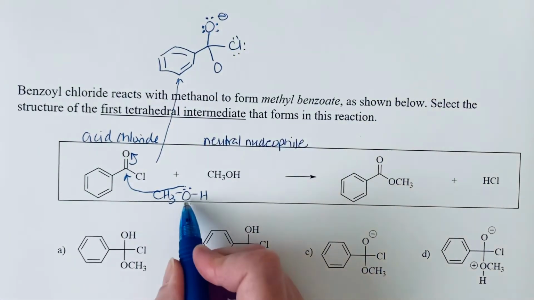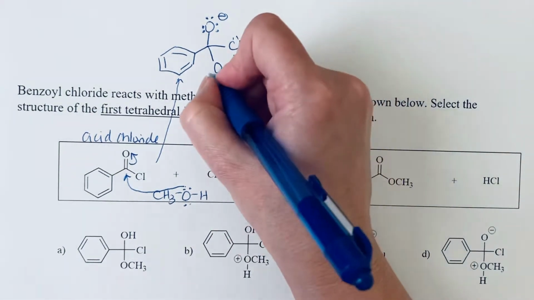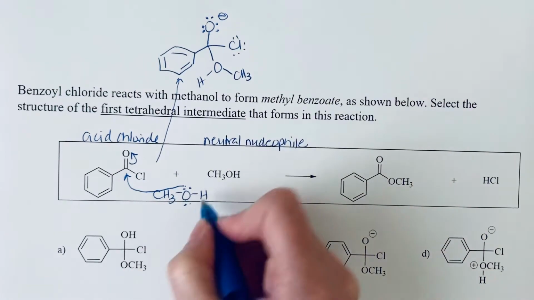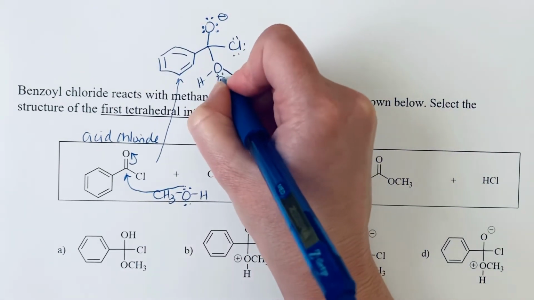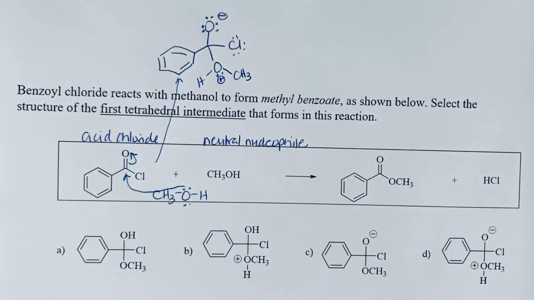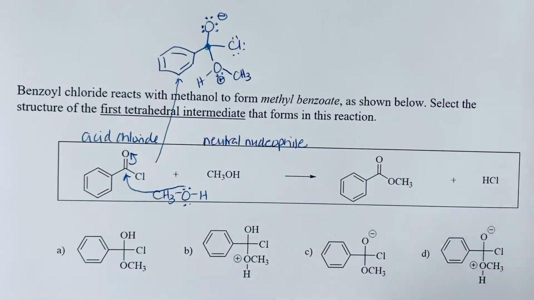Okay, and then that oxygen is still attached to hydrogen on one side and a methyl group on the other side, which means with 3 bonds and 1 lone pair that has a positive charge. So this is what happens after the first step of the reaction, and we call this a tetrahedral intermediate because we're looking at the change to that particular carbon atom.